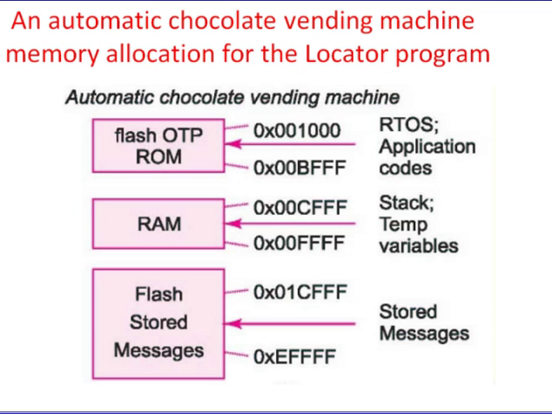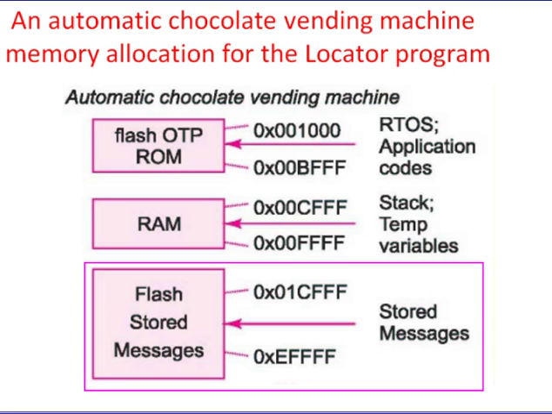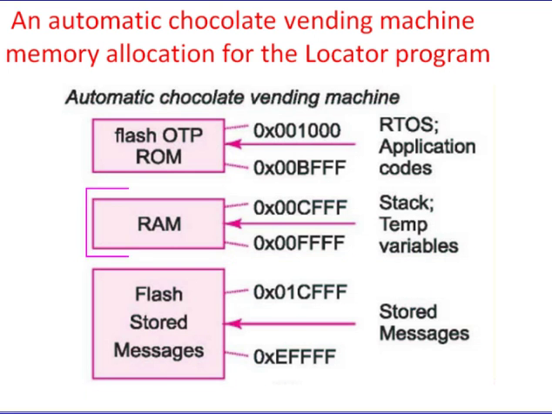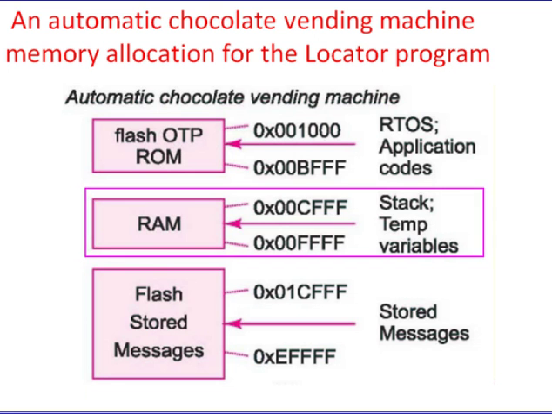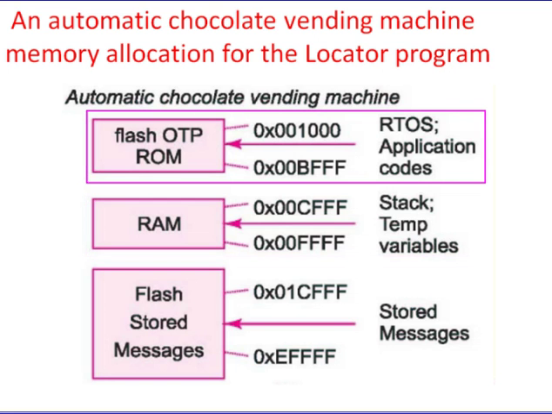Following is an example of memory allocation for the locator in an automatic chocolate vending machine. The placeholders in memory for stored messages like bin is full, or bin is empty, refilling, are placed in flash. The local variables are placed in stack, and the stack area is carved from RAM. RTOS plus application goes into OTP, that is, one time programmable memory.